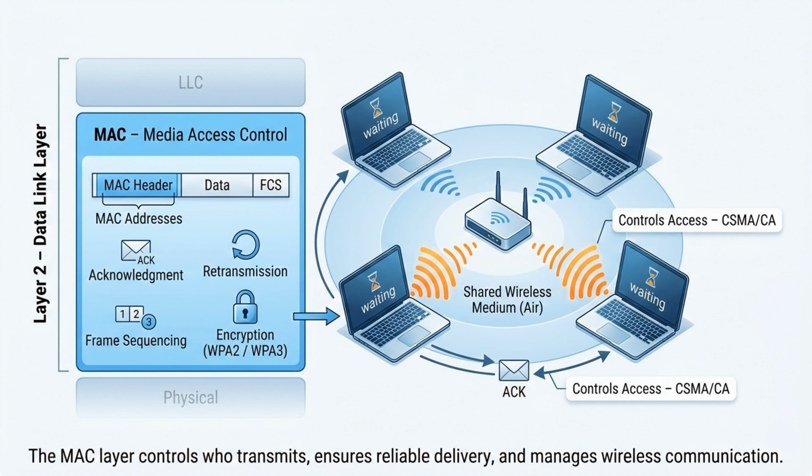Media Access Control, MAC. This is the most important part of the 802.11 data link layer. Since Wi-Fi is a shared medium, the MAC layer ensures devices don't transmit at the same time and cause collisions. This layer controls access to the wireless medium using CSMA/CA, adds MAC addresses to frames, handles acknowledgements, or ACKs, manages retransmissions, performs frame sequencing, and supports encryption, WPA2 to WPA3, at implementation level.